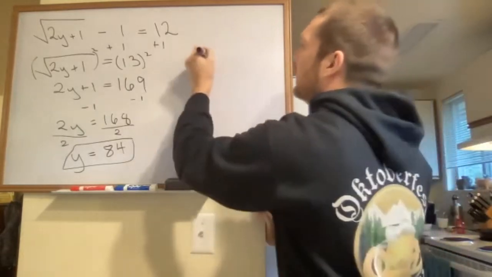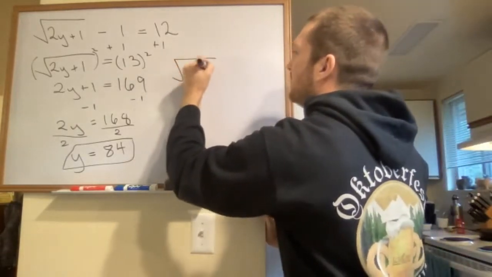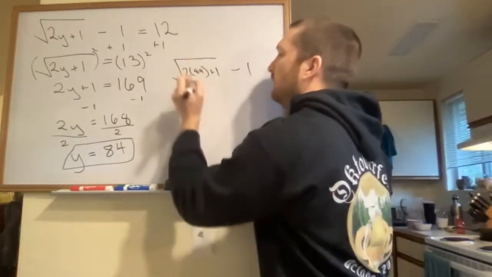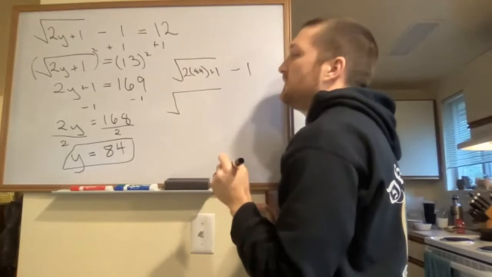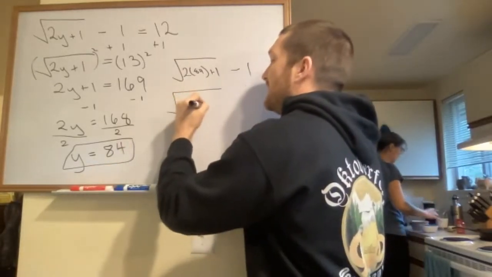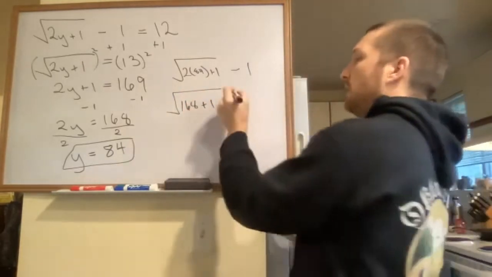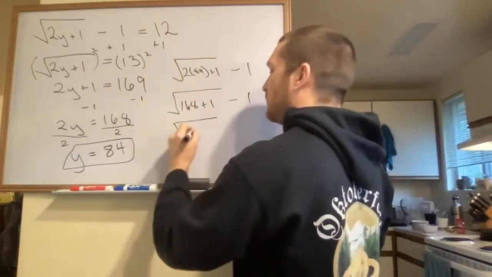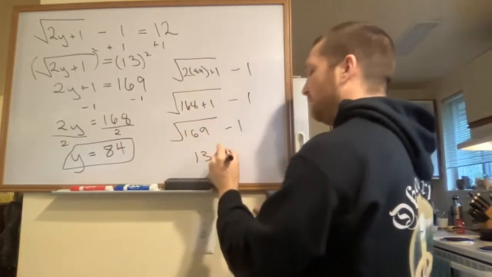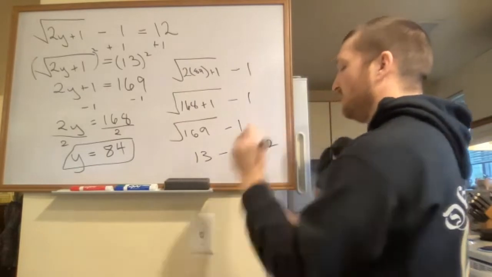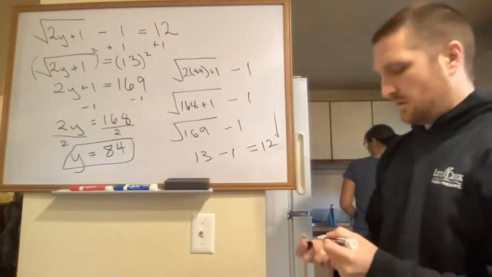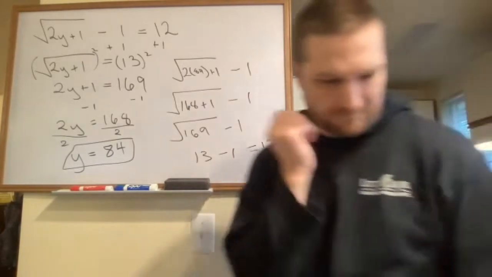So I'm going to plug in right here and see what that equals. I'm plugging in 84. 2 times 84. Well, we just did this, but let's just 168 plus 1. Okay. Minus 1. 168 plus 1 is 169. Minus 1. Square root of 169 is 13. Minus 1 does equal 12. 12 equals 12. Good to go. Okay. Ready to move on? Yep. Okay.